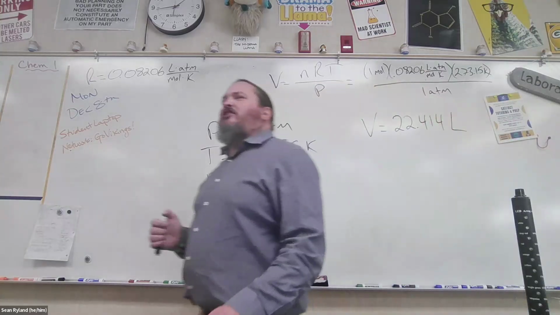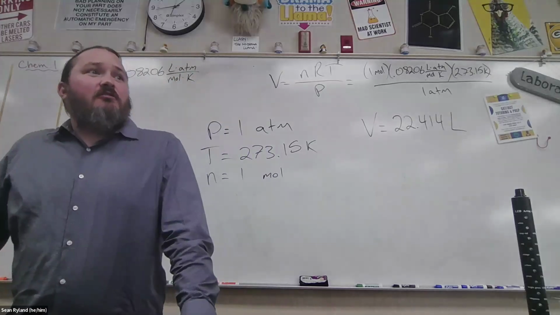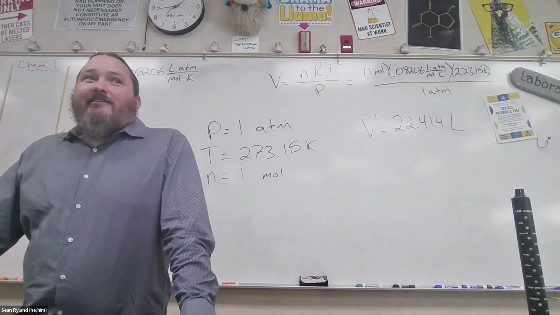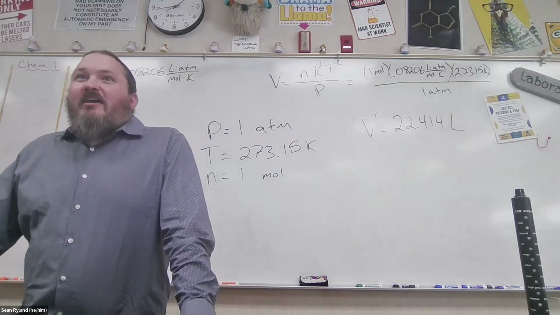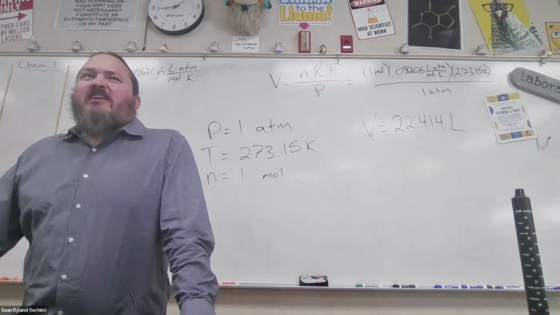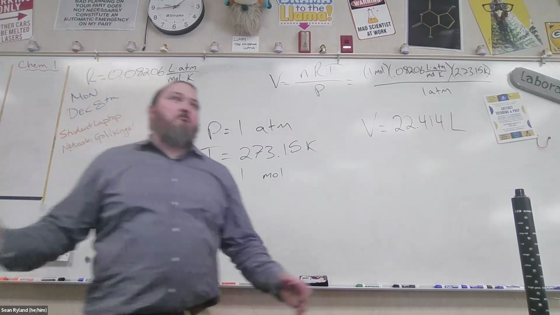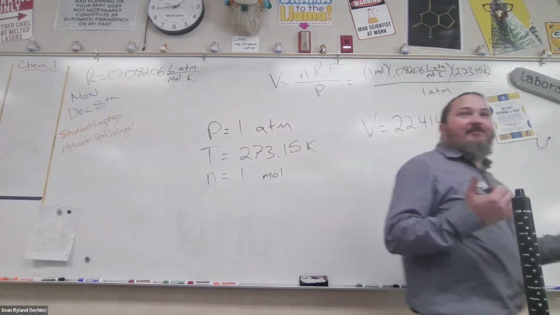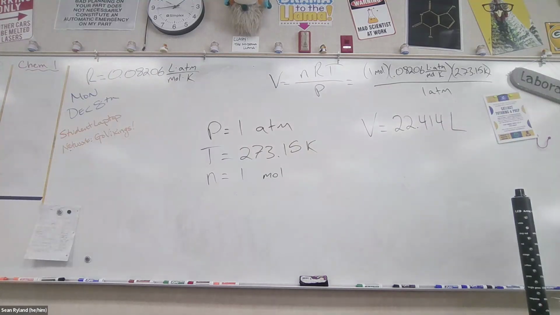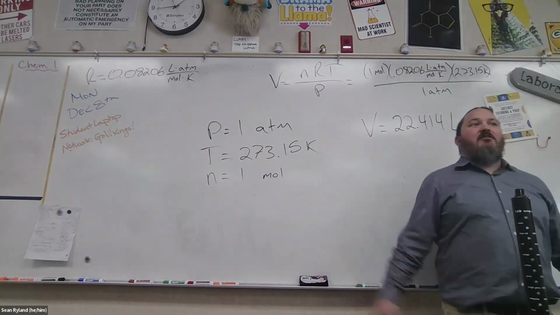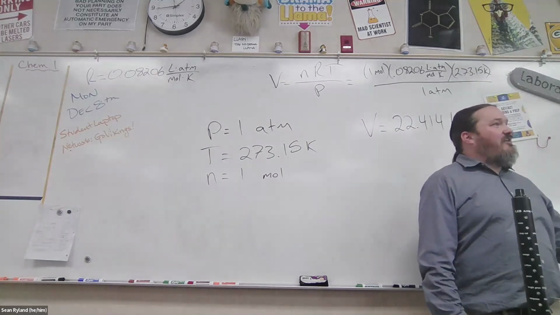Why wouldn't we use the average ocean temperatures? Because does the ocean factor into PV equals nRT? Because it's not what? It's not a gas. Why would we use the gas law? We're going to take the average atmospheric temperature, not the average ocean temperature or land temperature. Take the average atmospheric temperature for this.